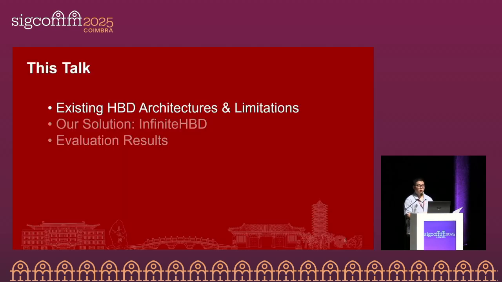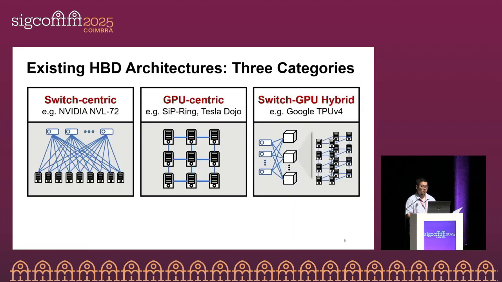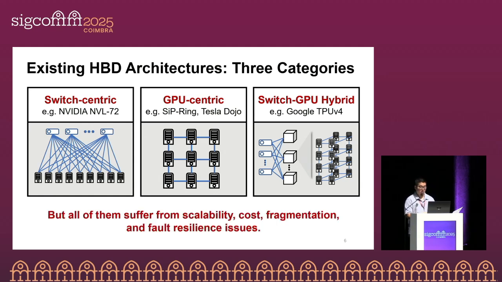Now that we know why HBD is so important, our talk will be organized into 3 parts. Let's start with the first part, existing HBD architectures and their limitations. We group existing HBD architectures into 3 categories based on how they connect GPUs: switch-centric, GPU-centric, and switch-GPU hybrid. But all of them suffer from scalability, cost, fragmentation, and fault resilience issues. Let's go through them one by one.